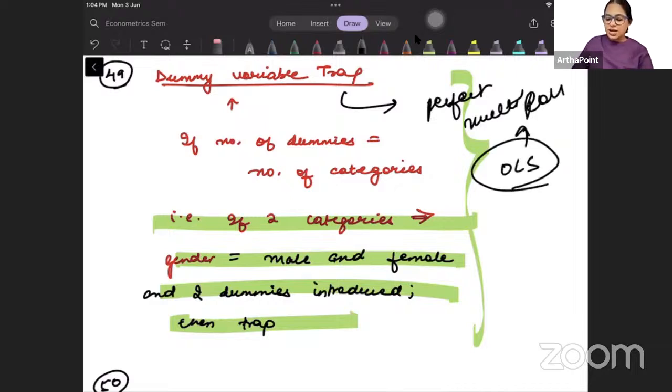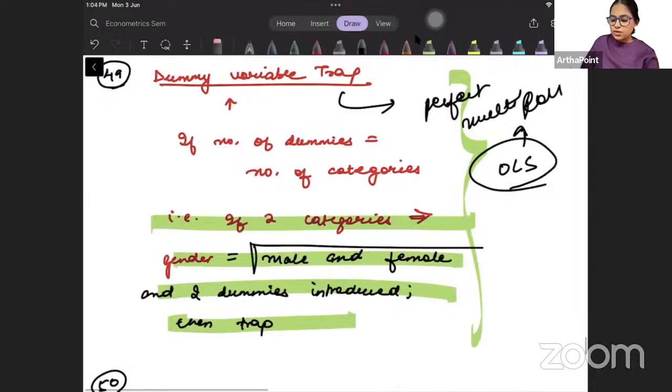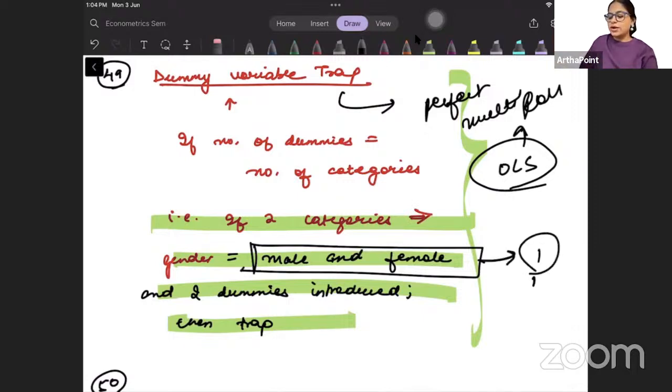ठीक है. तो हमें क्या करना होगा कि अगर दो qualitative values ले सकता है, like gender can take two values, male and female, so you will only introduce one dummy. Always introduce one less dummy to avoid dummy variable trap, right?